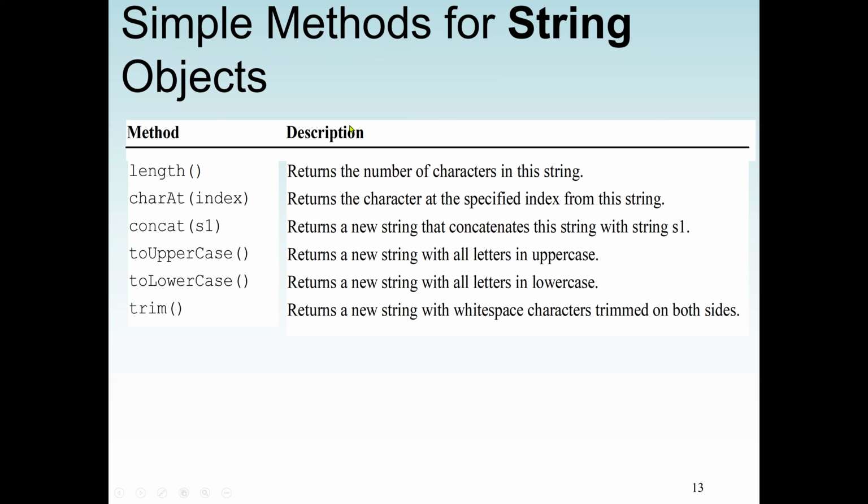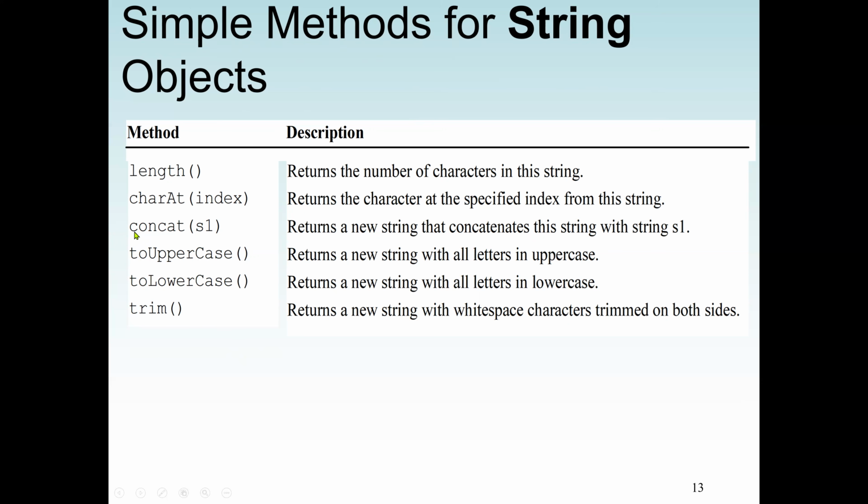So if I have Welcome, the index of W, which is the first character, is 0. The index always starts from 0 and goes to the size minus 1. So if Welcome has 7 characters, then the index will be from 0 to 6. Also, we have the concat method. Concat's goal is to return a new string that concatenates this string with string 1. The concept of concatenate is to join, so we can use that.